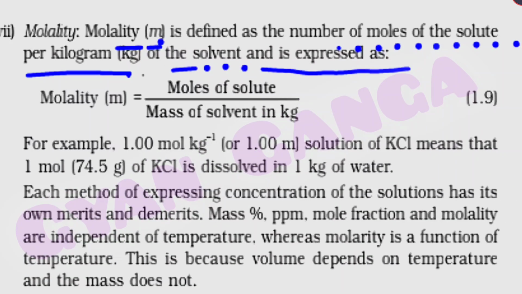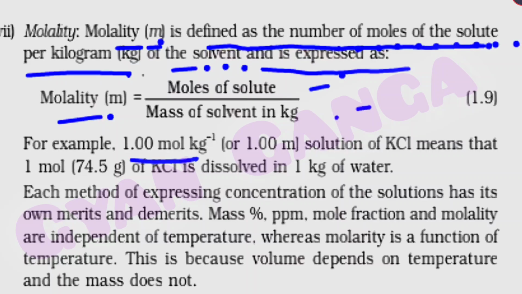Molality, denoted by small m, is defined as the number of moles of solute per kilogram of solvent, and is expressed as molality m is moles of solute upon mass of solvent in kg. For example, 1 mole per kg or 1 small m solution of KCl represents 1 mole of KCl dissolved in 1 kg of water.